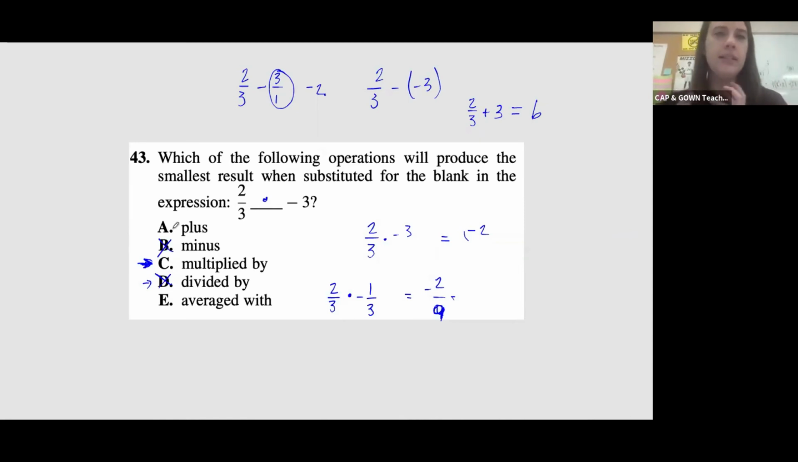And remember, negative numbers are our coldest numbers. So those are our smallest numbers on the number line. That one was a thinker, for sure.